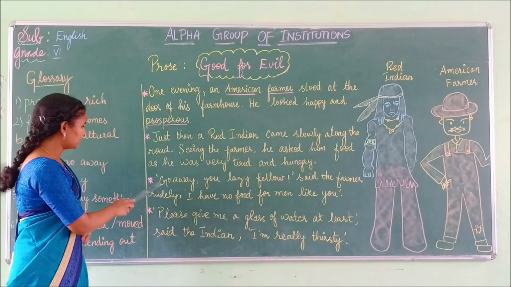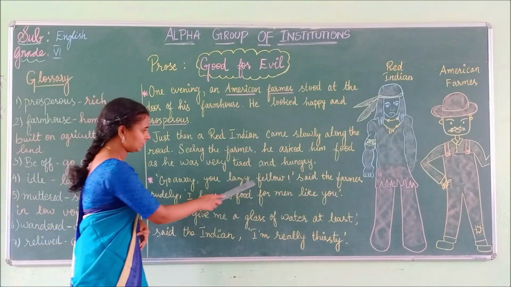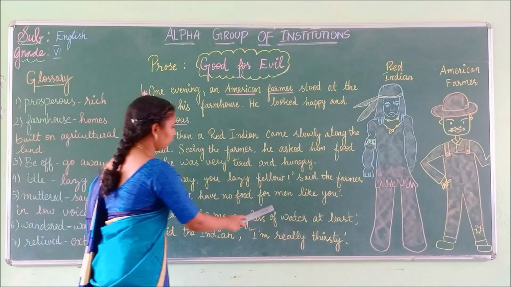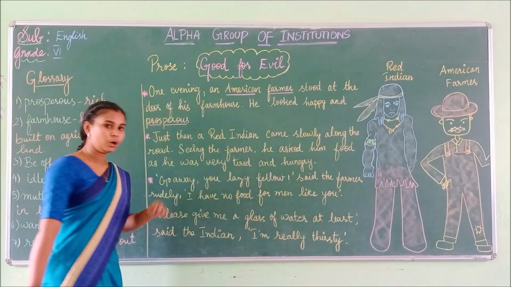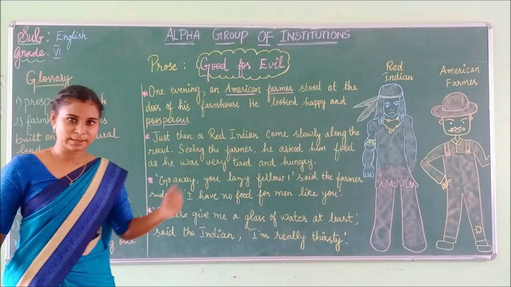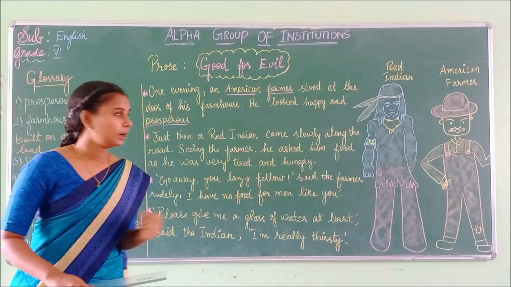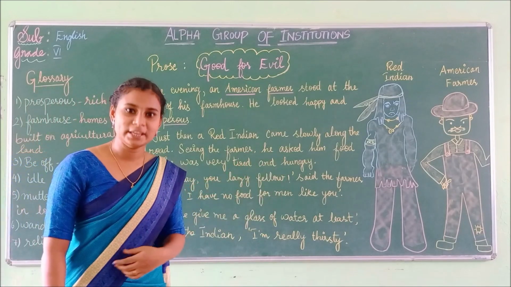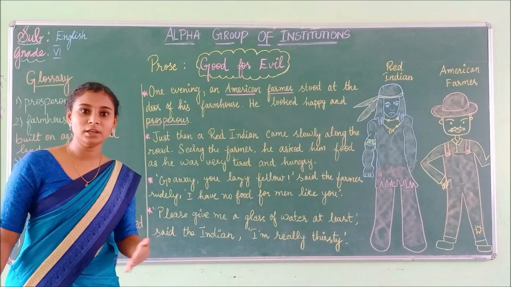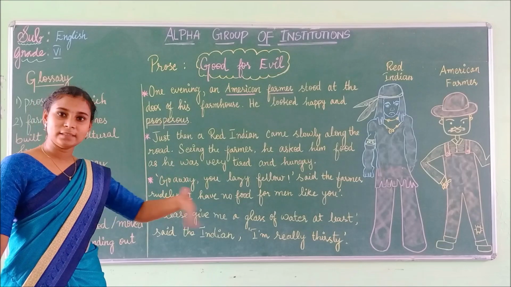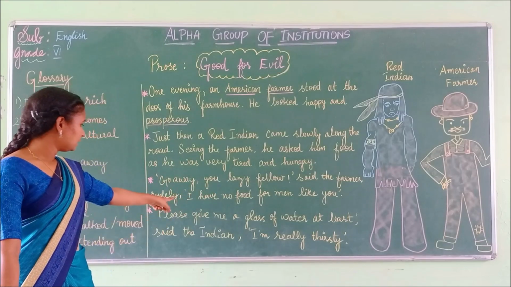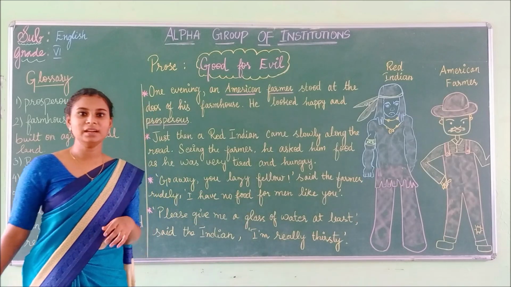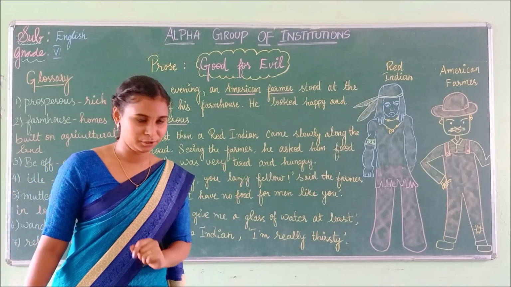What happens next? Go away, you lazy fellow, said the farmer rudely. I have no food for men like you. So the Indian is asking for some food from the American farmer. What is he saying? Go away, you lazy fellow. So he is shouting rudely and chasing that man out. And what is he saying? I have no food for men like you.